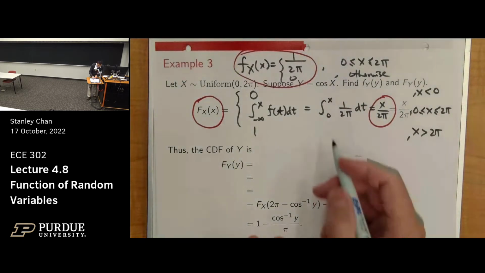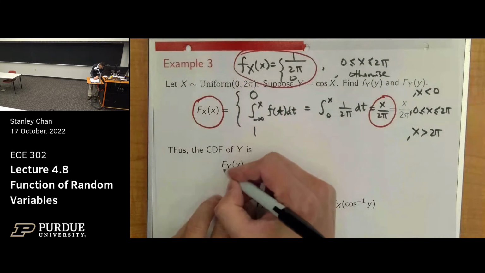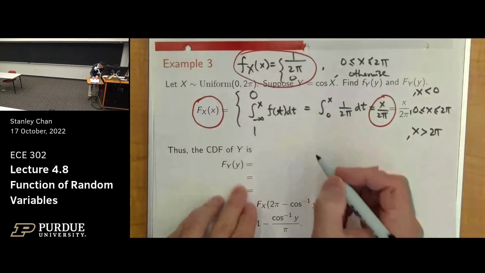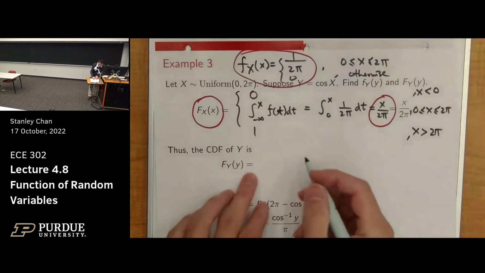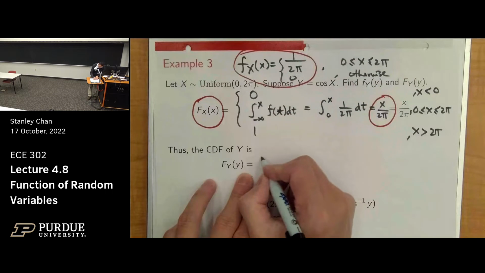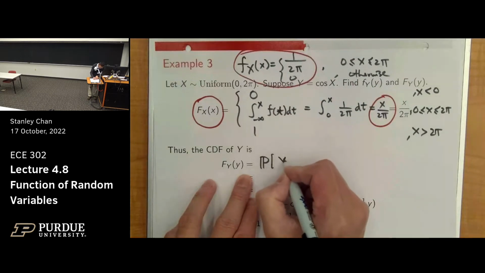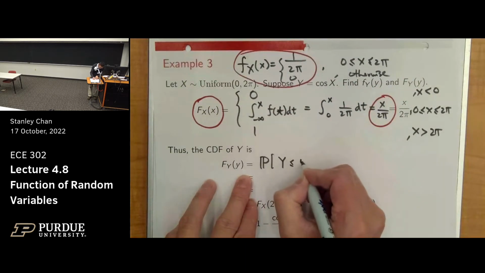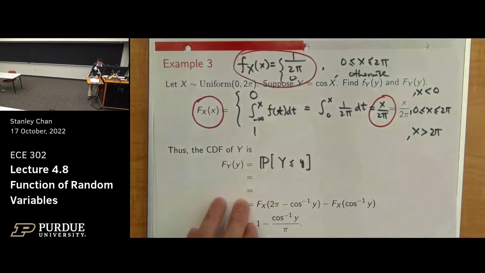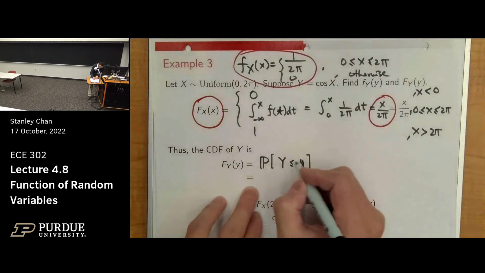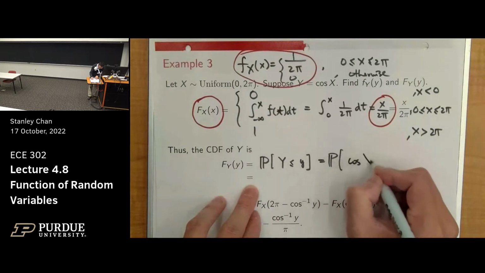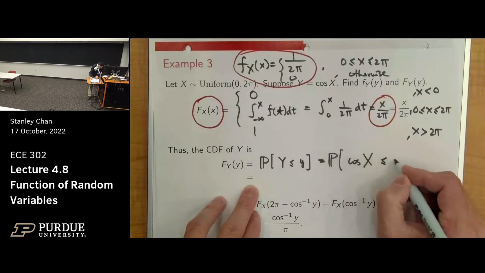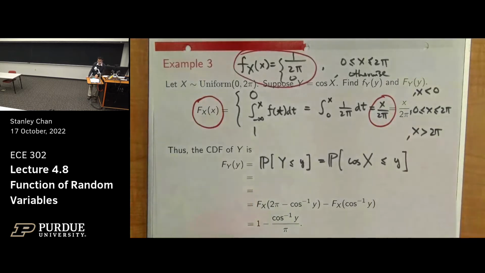Okay, so how do we calculate that? Well, the CDF of y, right? We always start with the CDF because we know that the PDF can be derived by taking the derivative of the CDF. The CDF of y is the probability that y is less than or equal to small y. Okay, and now what is this y? This is just cosine of x less than or equal to small y.